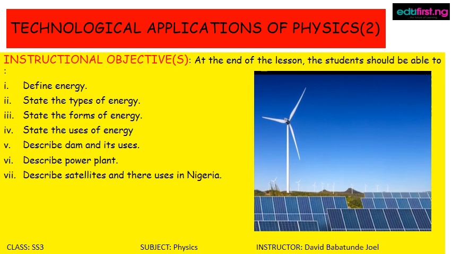I am Devabatunde Joy by name, and I will be taking you on a topic in physics: technological applications of physics, part 2. At the end of the lesson, you should be able to define energy, state the types of energy, state the forms of energy, state the uses of energy, describe a dam and its uses, describe a power plant, and describe satellites and their uses in Nigeria.